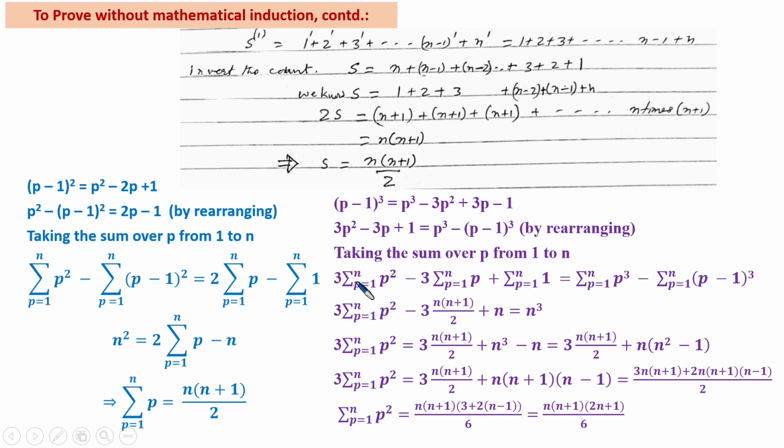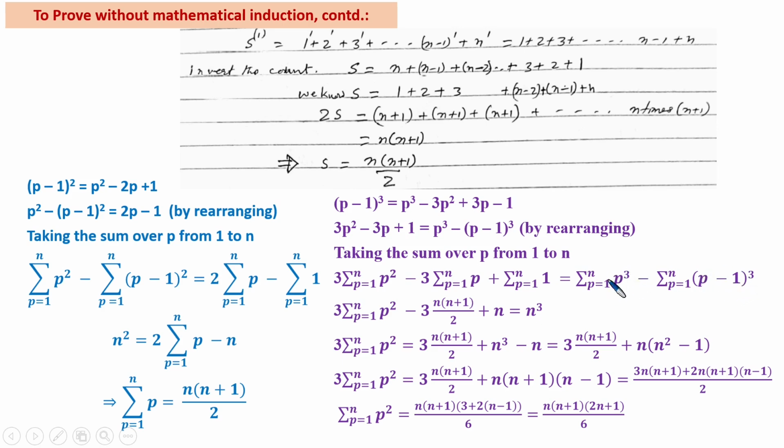So this is a quantity which I want to know. This is a quantity which I have derived here, that is n into n plus 1 by 2. And as I said earlier, the summation from p equal to 1 to n of 1 is n, which is very obvious: 1 plus 1 plus 1 up to n times will be n. And then this is your p cube minus p minus 1 the whole cube.